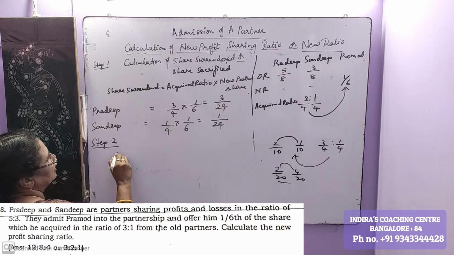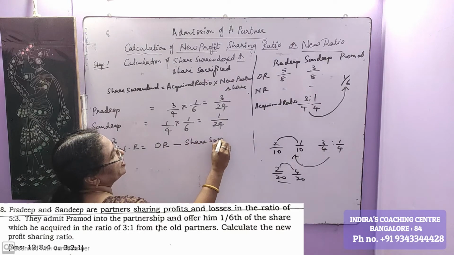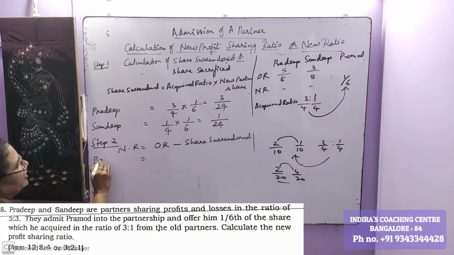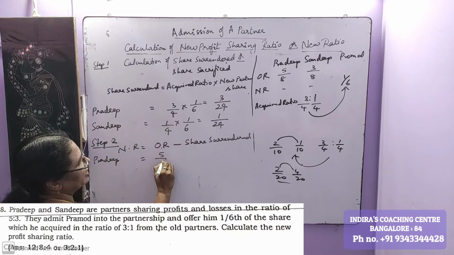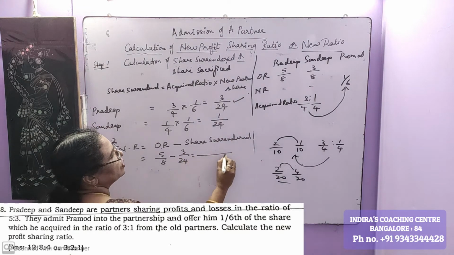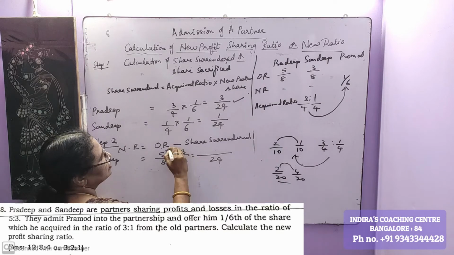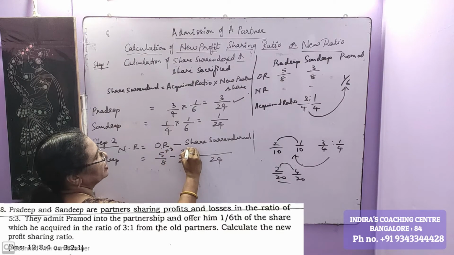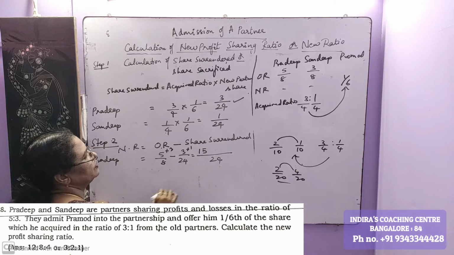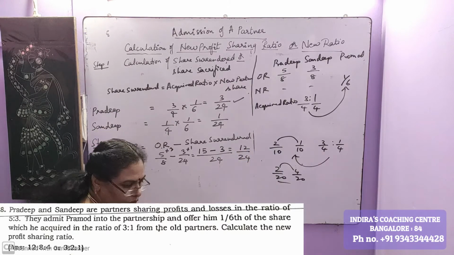Step 2, new ratio is equal to old ratio minus share surrendered. So that would be Pradeep. For Pradeep, old ratio is 5/8 minus Pradeep's surrendered share, 3/24. Get an LCM of 24. 8 3s is 24, and here it would be 24 1s is 24. 5 3s are 15 minus 3, gets us 12/24.